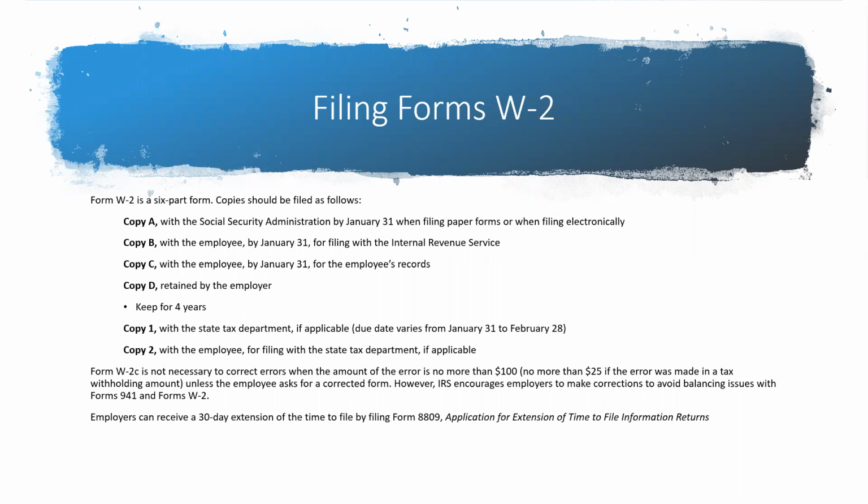Copy D is retained by the employer. So that's the employer's copy. Make sure you're keeping it for a minimum of 4 years. Copy 1 should be filed with the State Department, if applicable. Most states have those due January 31st, same as federal, but some states have a little bit longer and let you go out to February 28th. But most of them are January 31st. And that's only applicable for states with withholding tax. So for example, Texas, Washington, Alaska, they don't have withholding tax in those states.